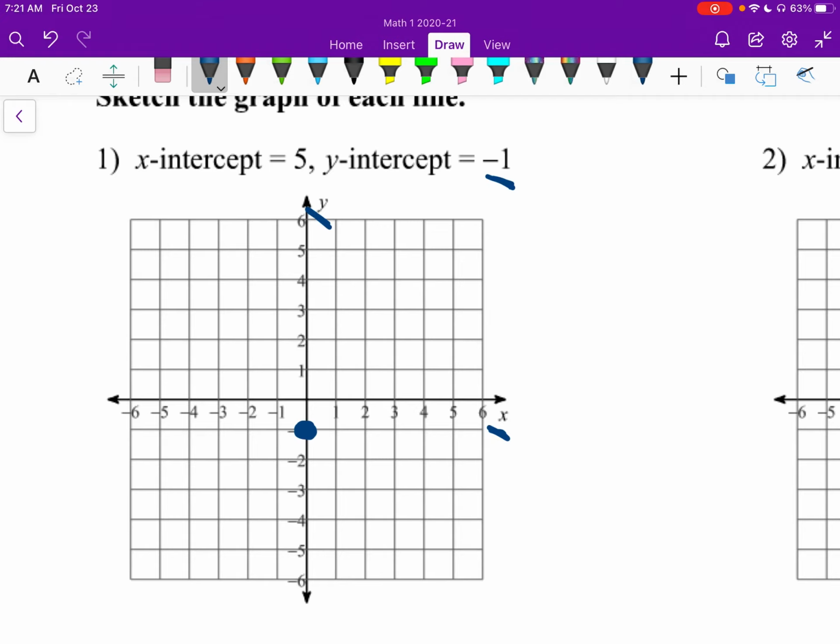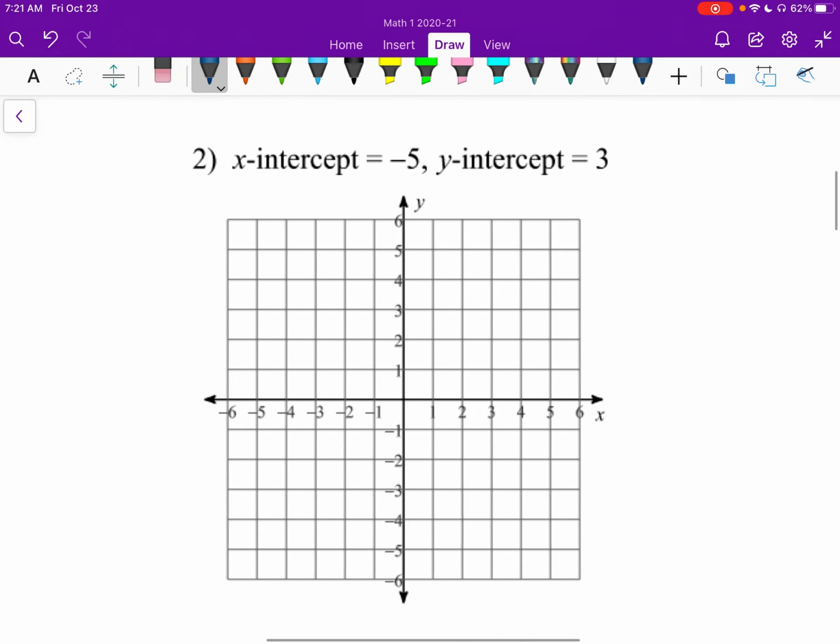The x-intercept of 5, I'm going to put a dot on the 5. You have to have 2 points to make a line. We have 2 points, and we can draw our line. Right? And remember that lines have arrows on the end of them. There we are. That's our line.